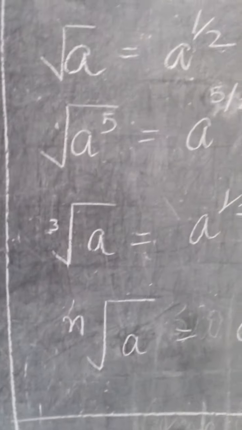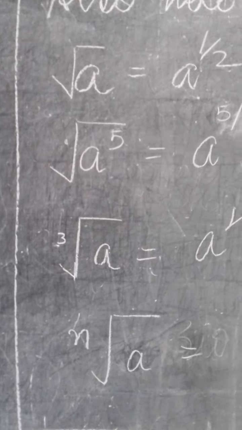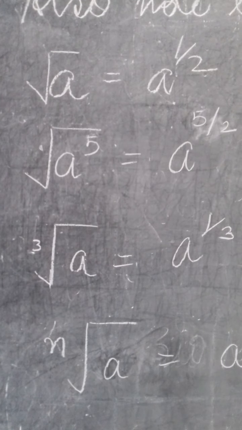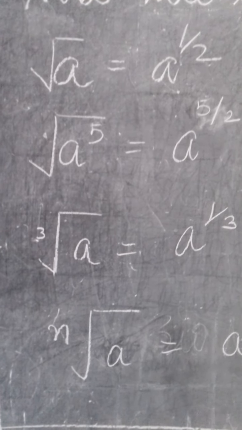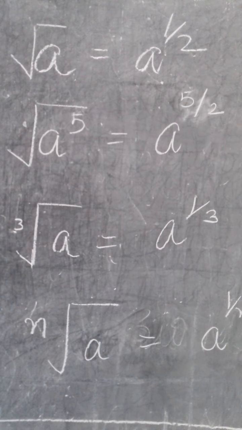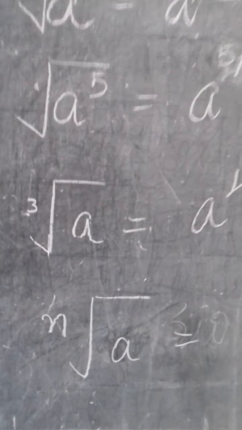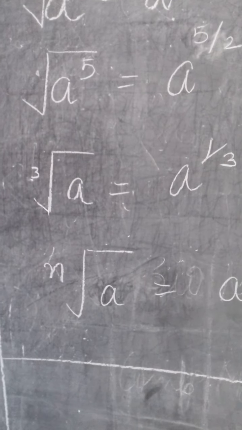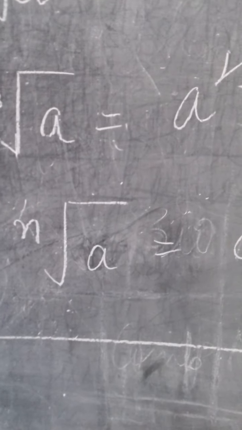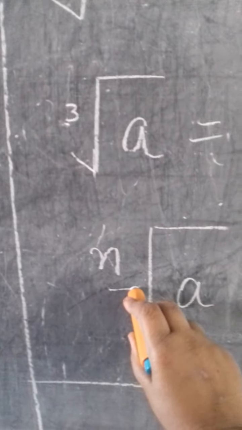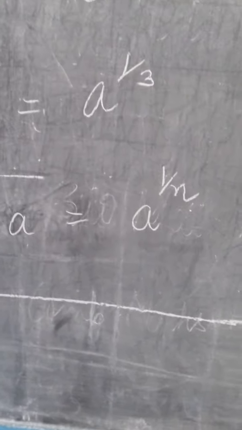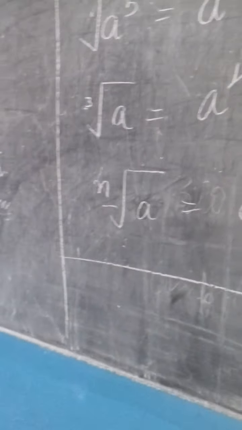And also children, this is root a. It can be written as a to the power 1 by 2. This is under root a to the power 5, so it can be written as a to the power 5 by 2. And here can you see a small 3 is here, so this is a to the power 1 by 3. And now the general formula: whatever number n is here, a is in the root, so it will be a to the power 1 by n. I hope these laws are clear to you.